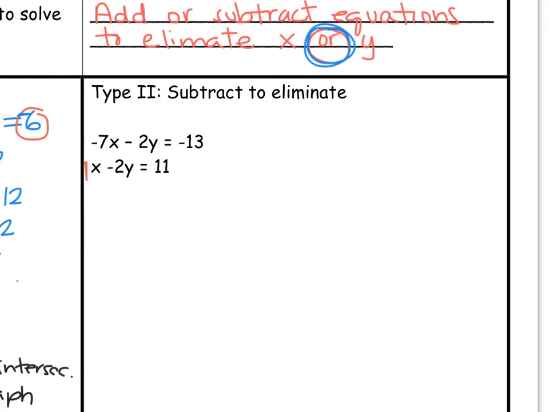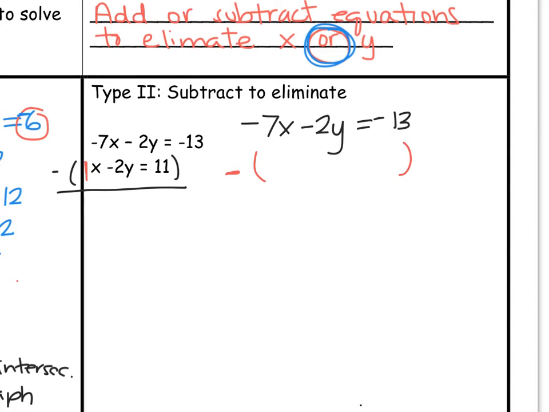So we're going to subtract that second equation, the entire thing. And I'm just going to rewrite that over here, 'cause it's a little easier to see. So we have negative 7x minus 2y equals negative 13, and we are subtracting the second equation, which is 1x minus 2y equals 11.